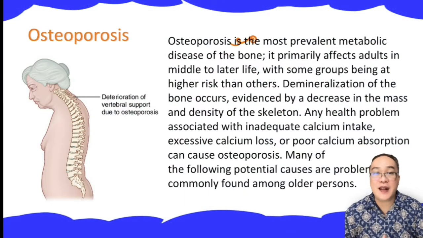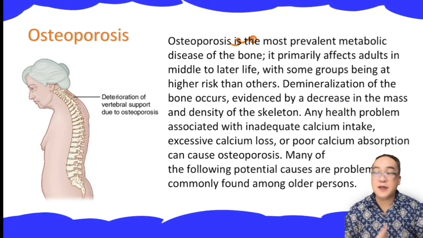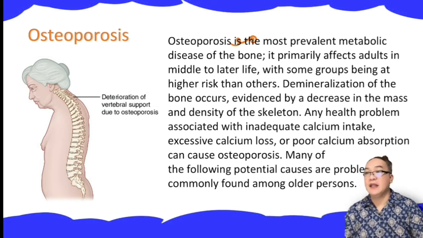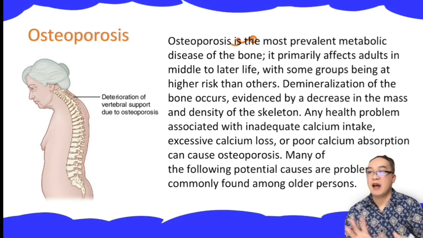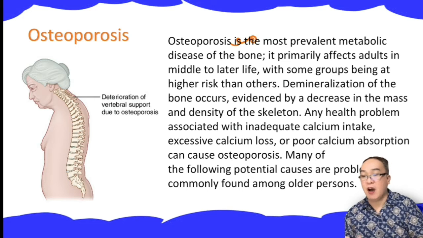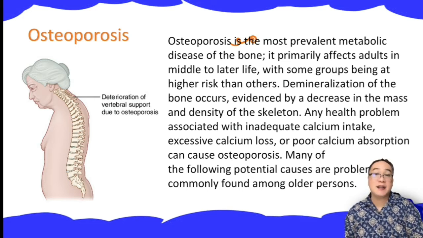Okay, let's proceed to the next topic, which is osteoporosis. What is osteoporosis? Osteoporosis is the most prevalent metabolic disease of the bone. It primarily affects adults in middle to later life, with some groups also being at higher risk than others. Demineralization of the bone occurs, evidenced by a decrease in the mass and density of the skeleton of the patient.